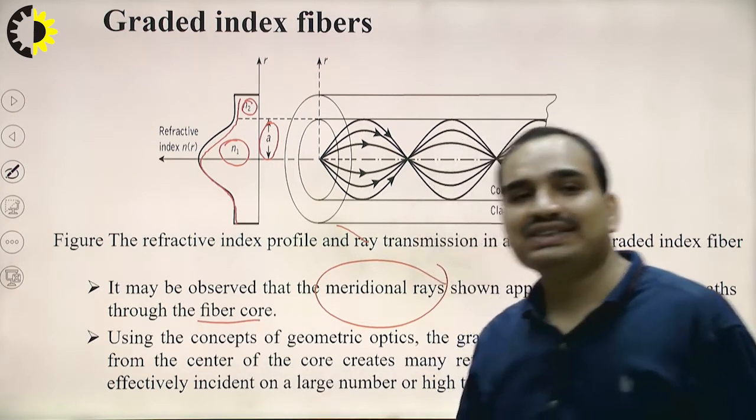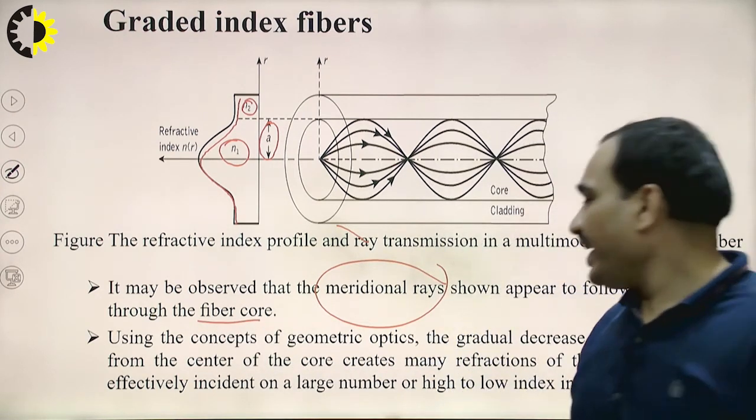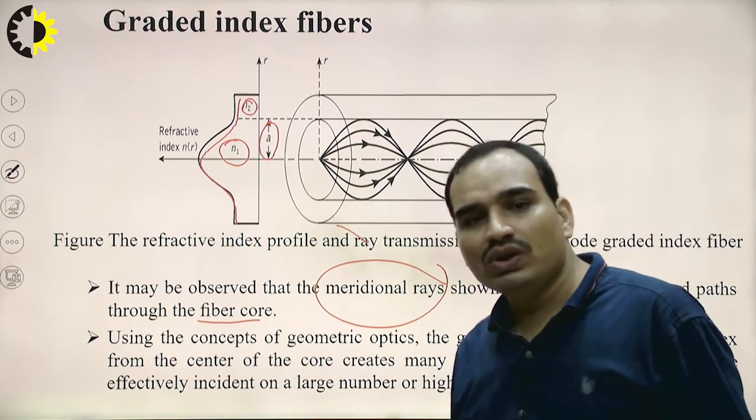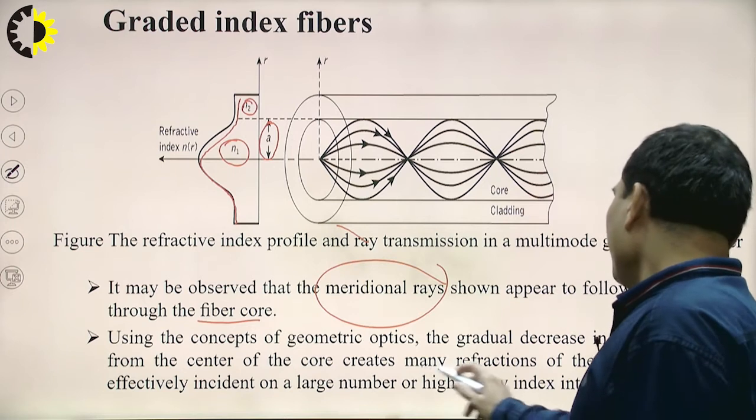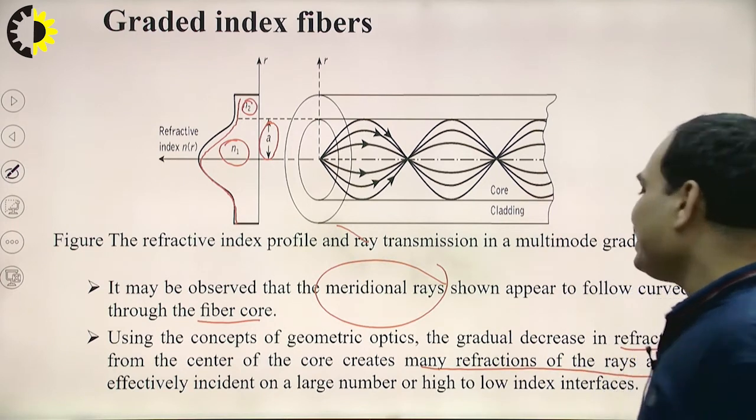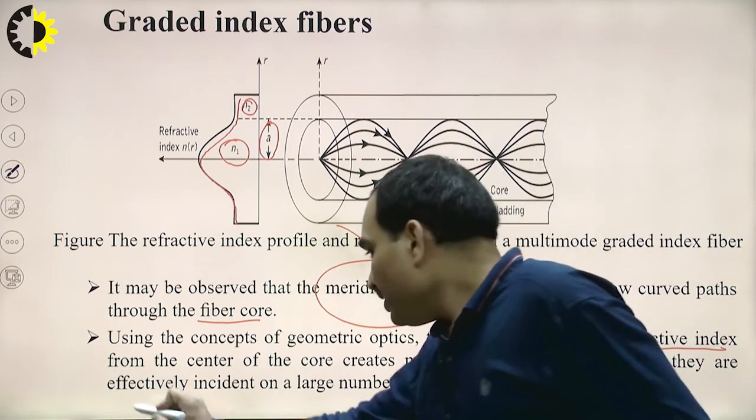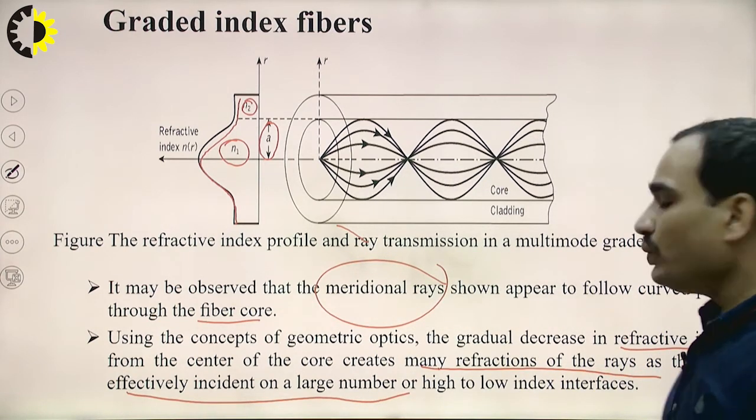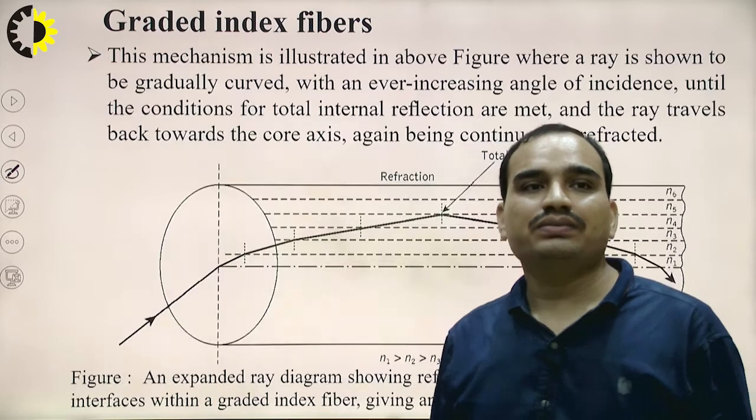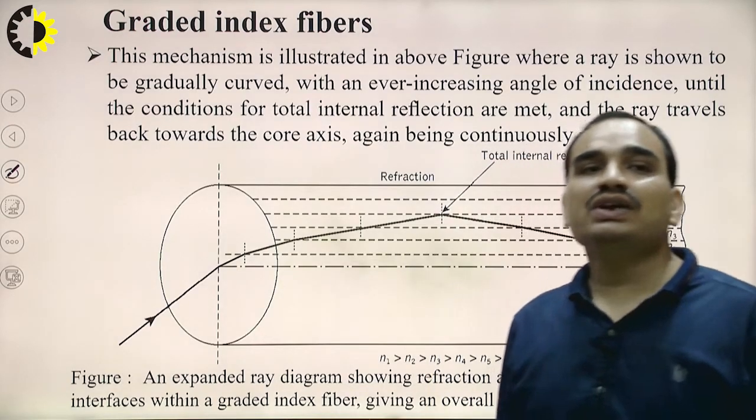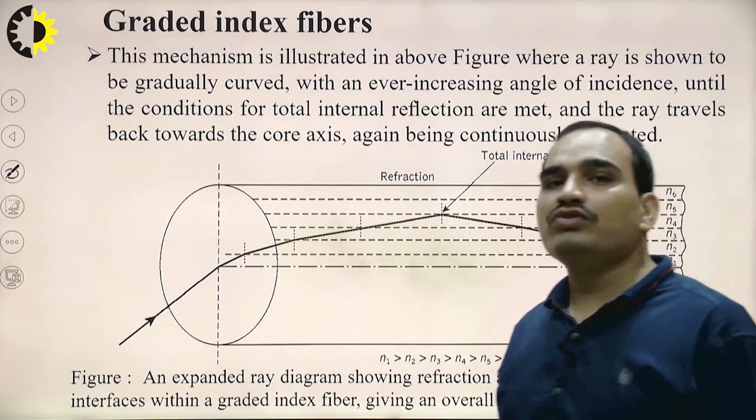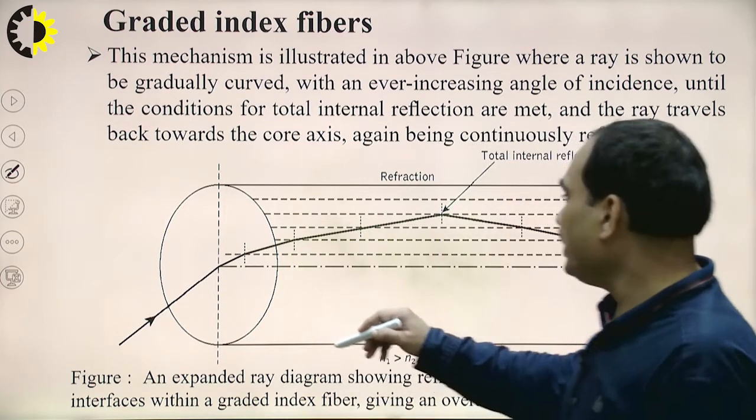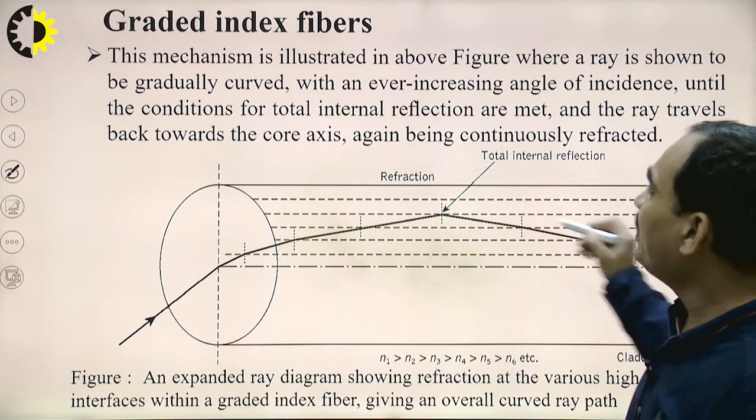So using the concept of geometric optics, the gradual decrease in the refractive index from the center of the core creates many refractions of the rays as they are effectively incident on a large number of high to low index interfaces. This mechanism is illustrated in the above figure where a ray is shown to gradually curve. So here we can see curving of the ray in the figure.